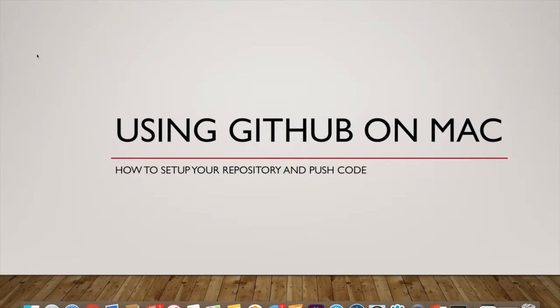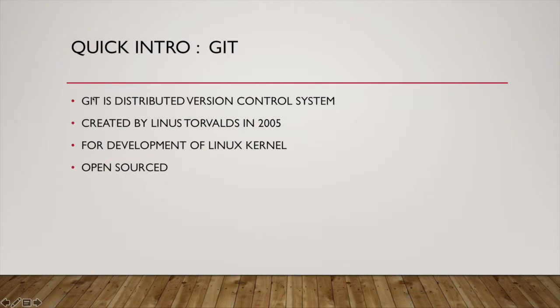Using GitHub on Mac. So before that, let's see what is Git. Git is a distributed version control system created by Linus Torvalds in 2005. We all know who Linus is. He's the man who created the Linux operating system.